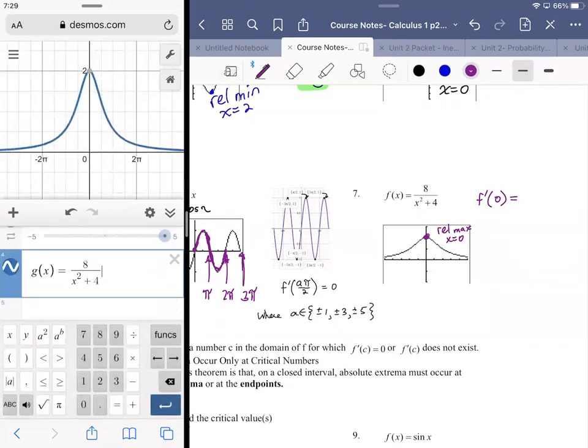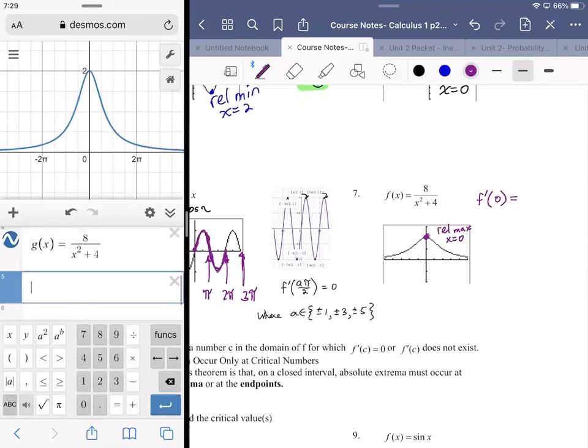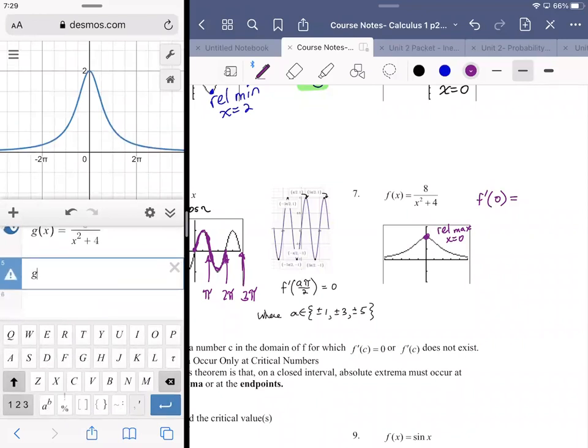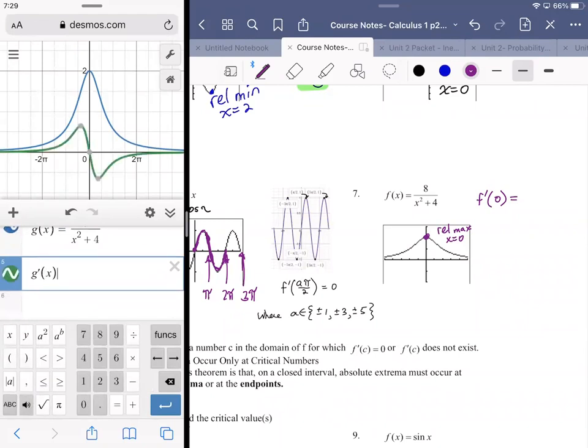Almost looks like a normal distribution, although it's not. If you know what a normal distribution is. If not, take my stat class next semester. I think I'm teaching stat, I'm not sure.